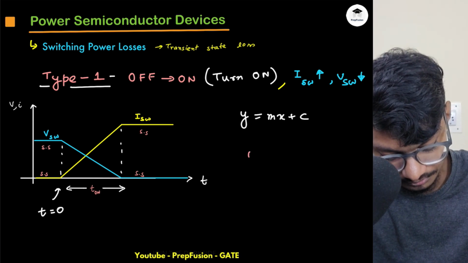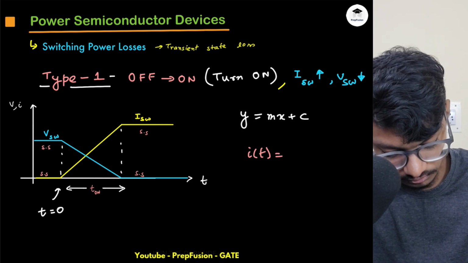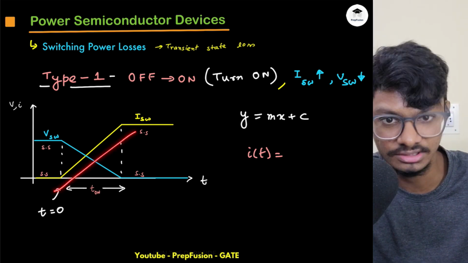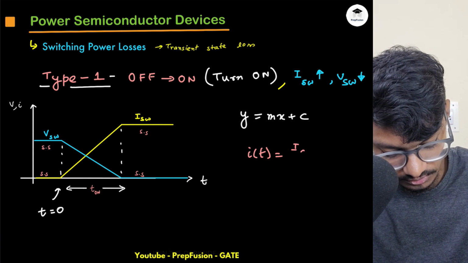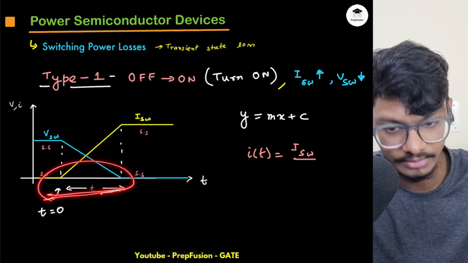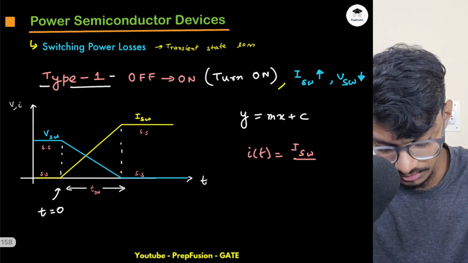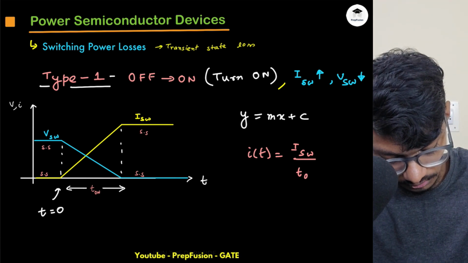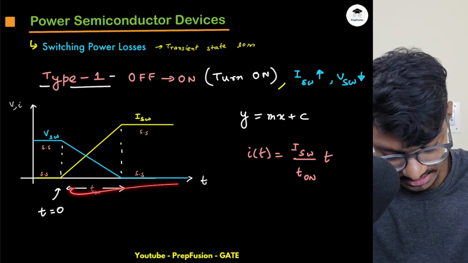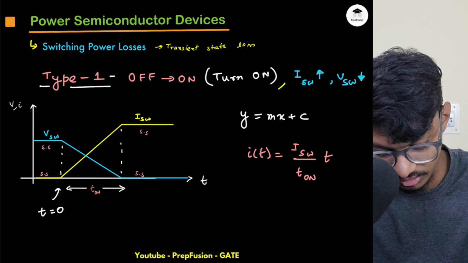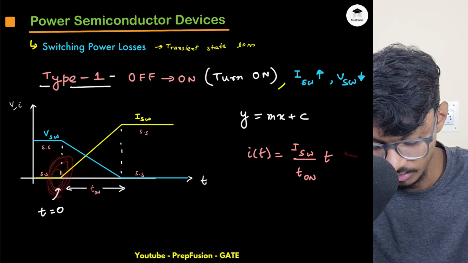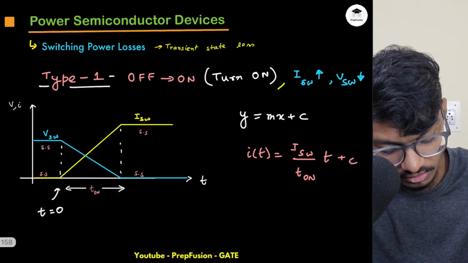So my i(t) is equal to, how can I compute the slope? Slope is basically dy upon dx. How much is y changing? It is changing by I_SW. What is the change in time? It is t_on, from 0 to t_on. So this will be I_SW by t_on into t. In this case our x-axis is t, not x. And what is our x intercept? At t equals 0, my I_SW is 0, so c will also be 0. So this is the expression for current.